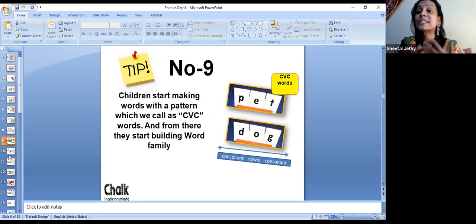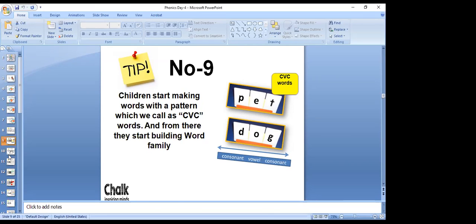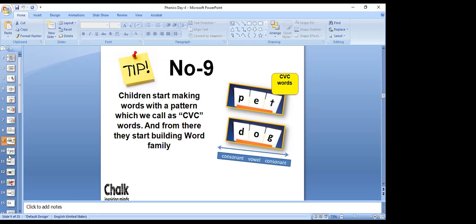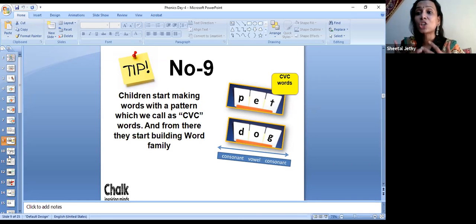Let's come to tip number 9. The first thing we start with when making words with children is CVC words, right? We all would have started with CAT cat, BAT bat, RAT rat, right? MUG mug. All these words have three parts. One is a consonant, second is a vowel, and the third is a consonant again. So we frequently call these CVC words. And that is where the child starts building word families.